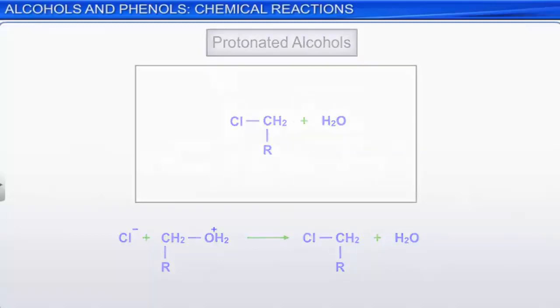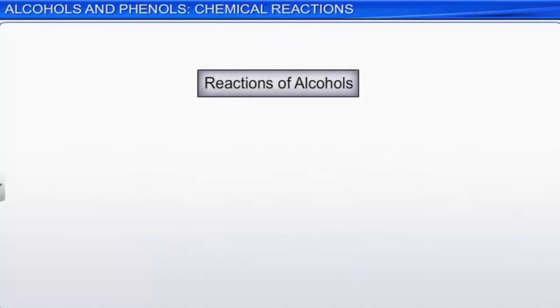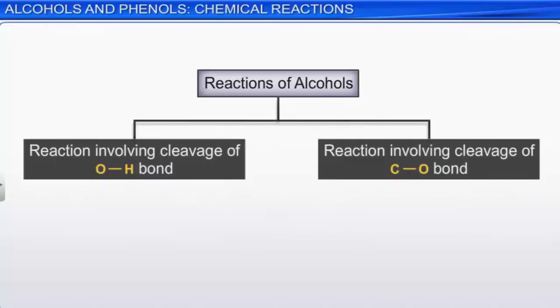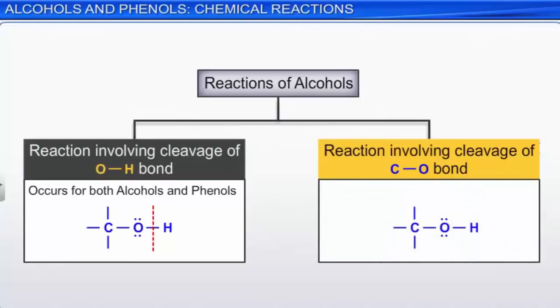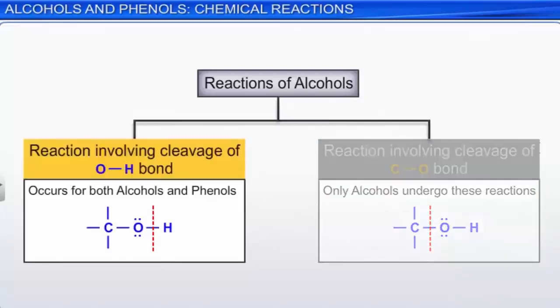Essentially, we can separate the reactions of alcohols into two major classes: reactions involving cleavage of the oxygen-hydrogen bond, which occur for both alcohols and phenols, and reactions involving cleavage of the carbon-oxygen bond. Only alcohols undergo reactions that break the carbon-oxygen bond. We'll start with the reactions that involve the cleavage of the oxygen-hydrogen bond in alcohols and phenols.